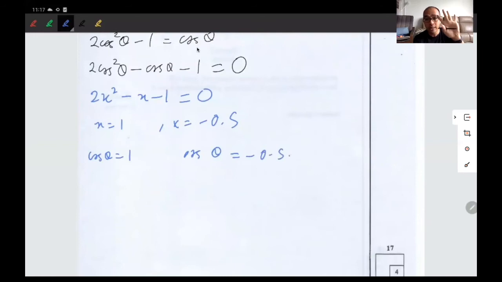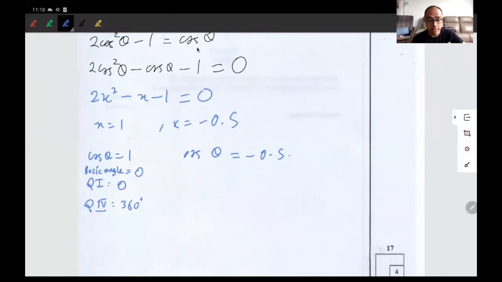There are 4 answers to this question. Because cos theta is positive in quadrant 1 and quadrant 4, all science teachers crazy. What is my basic angle? My basic angle is shift cos 1, which will be 0. So quadrant 1 will be 0. Quadrant 4 will be 360 degrees, one full round.